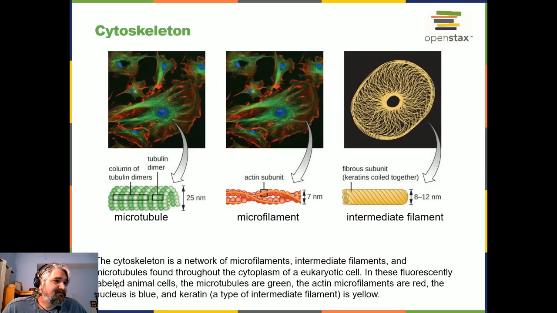So the cytoskeleton, we have three major types of cytoskeletal elements. We have microtubules, microfilaments, and intermediate filaments. The microtubule is made of tubulin dimers. We have actin subunits that make up microfilaments, and then a fibrous subunit, so keratins coiled together, for intermediate filaments.